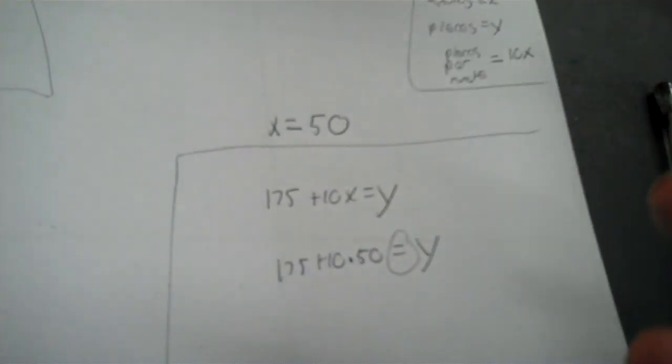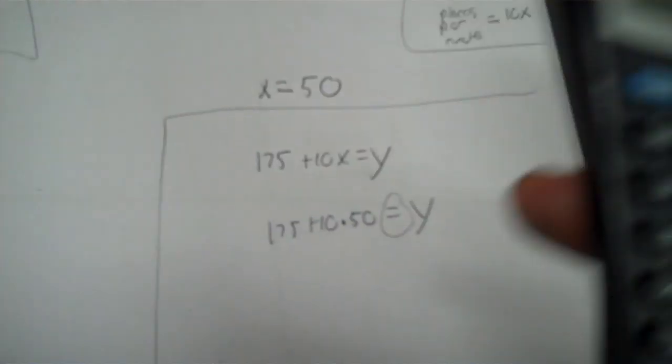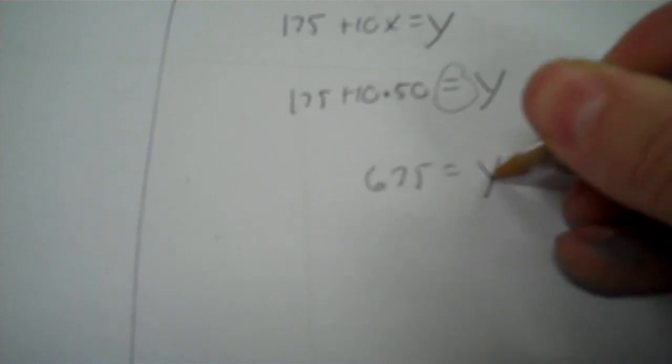Okay, and I got 175. Here, I gotta get this out of scientific notation. Okay. There we go. So 175 plus 10 times 50. I got 675. So that's my answer. 675 equals y. So 675 pieces. Okay, now I go to the other one. That'll be the end of this packet.